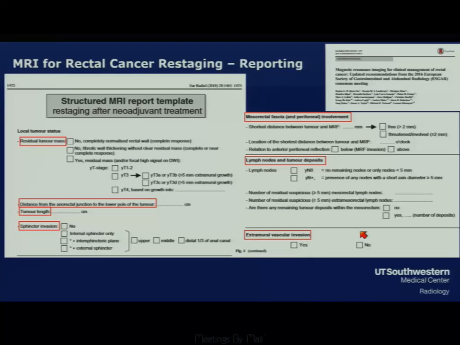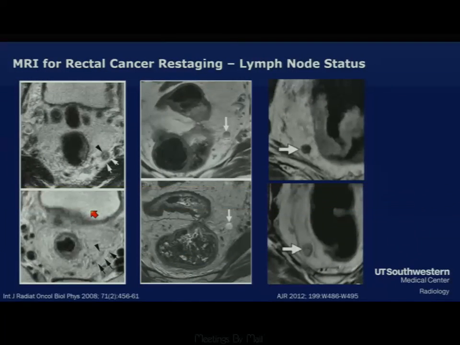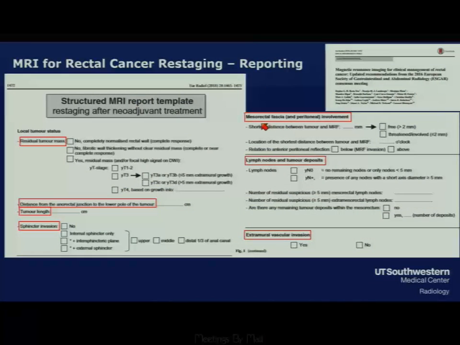Last thing here is the reporting template. The SAR guidelines provided this template specifically for restaging after neoadjuvant chemoradiation. They specifically talk about the tumor mass, giving the stage of the tumor after radiation, distance of the residual viable tumor from the anorectal junction, the length of the tumor, whether or not there is any sphincter involvement, if the mesorectal fascia or peritoneum are involved, and predicting the CRM status based on that. Talk about lymph nodes and tumor deposits, and then the extramural vascular invasion. This is in your handout.